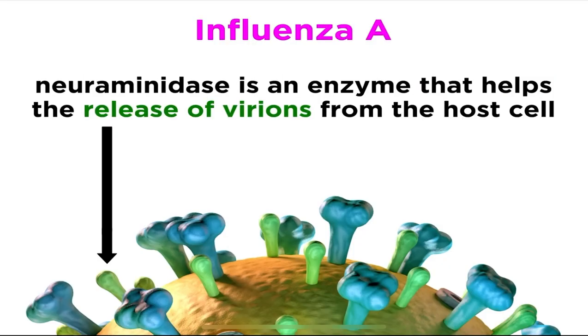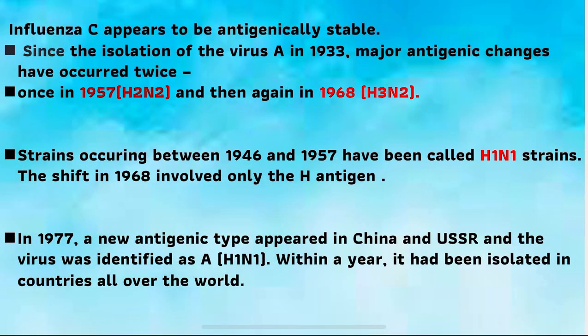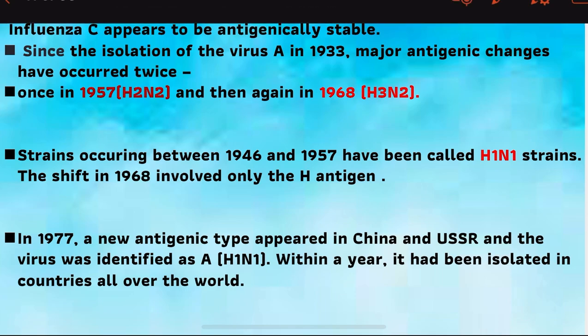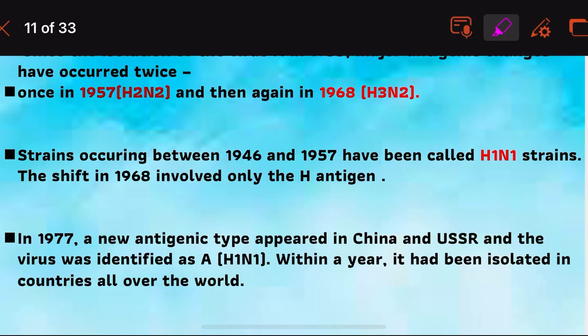So now let's see the next slide. We're discussing the influenza C virus, which is antigenically stable. A and B are subjected to variations, antigenic variations, whereas influenza C is antigenically stable. Since the isolation of virus A in 1933, major antigenic changes have occurred twice. Now we are discussing influenza A virus's antigenic variations. They have occurred once in 1957, that is H2N2, and again in 1968, H3N2. So these are the variations which have occurred.